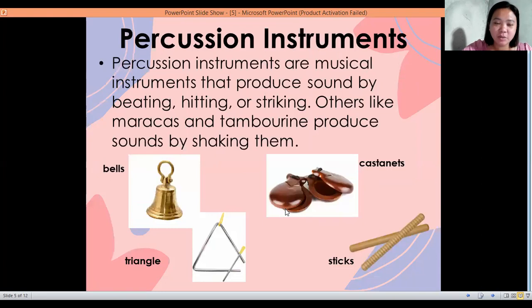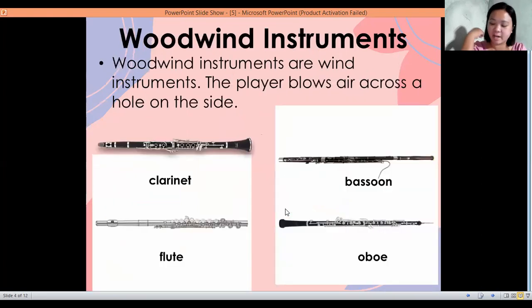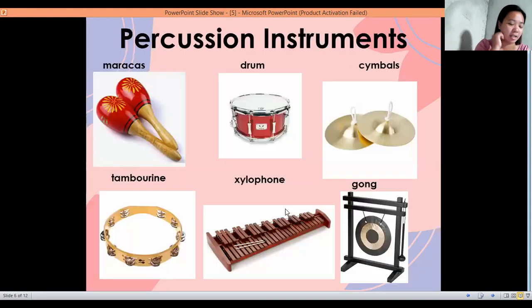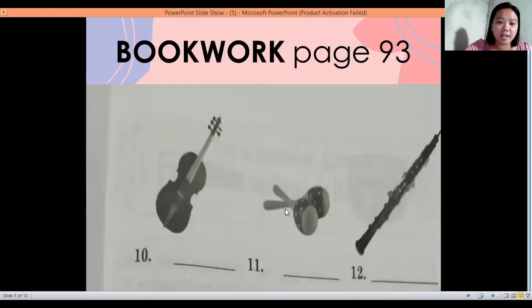Correct. A woodwind. Okay, find the name of that instrument. Next, number nine. Okay, this one is correct, percussion. So find the name of that instrument here. Done? So let's proceed to page 93. Okay, number ten, this one. Another string instrument.